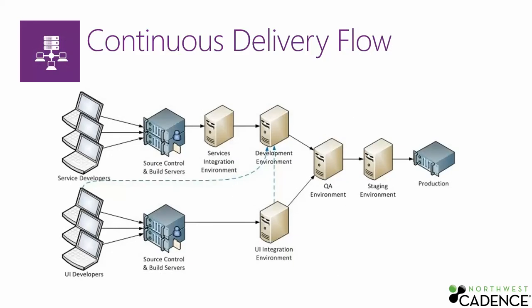And then we've also got continuous delivery flow. This is really similar to what we were showing you earlier in the release management demo. We've got a bunch of service developers and UI developers. They all check in to source control and build servers, and then those go into different environments, such as development and UI integration. Those go into QA environments, and then staging, and then production. So it's just kind of having that continuous flow going throughout all the environments and testing those environments to have successful deployments.